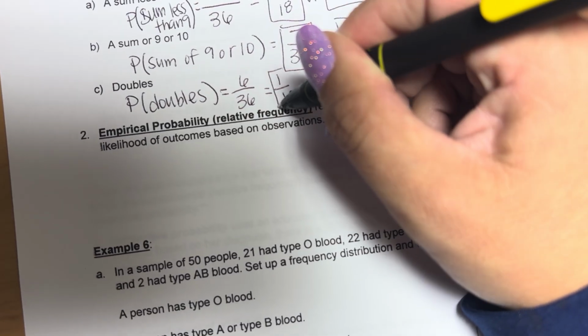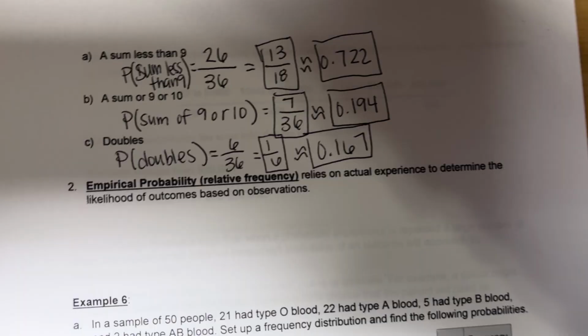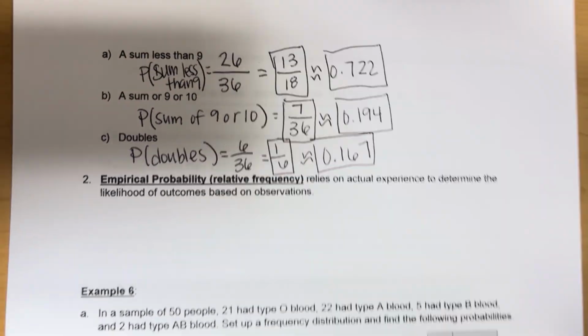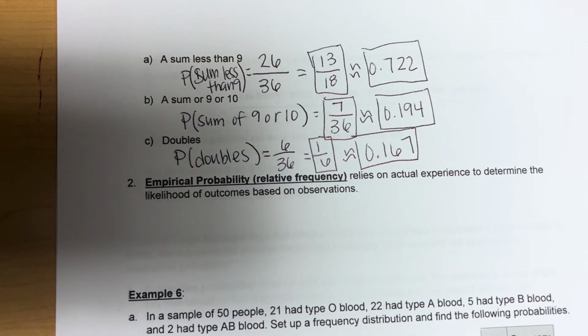0.167. Oh, so sorry to whoever is having to watch this because everyone just went 6, 7. Right?